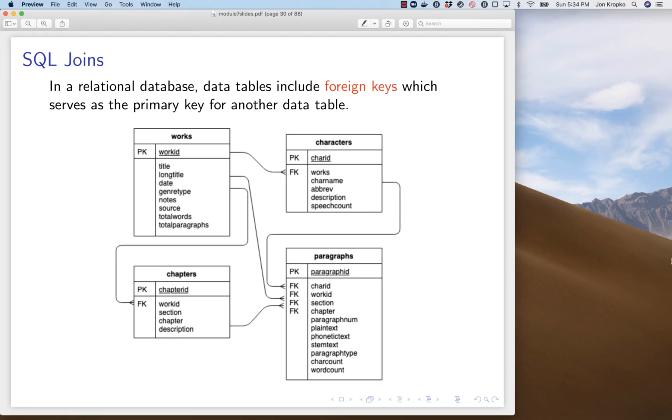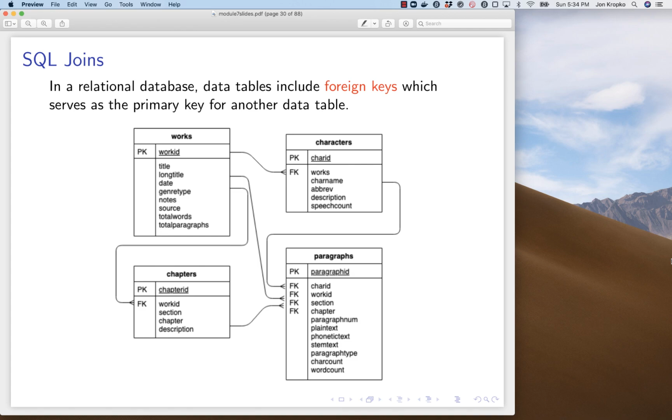So we have tables for the individual works by Shakespeare, a table for the characters that appear in any of the Shakespearean plays, a table for the chapters, that is the acts and scenes of the Shakespearean plays, and then a table for the paragraphs, that is the individual lines of dialogue from the Shakespearean plays. Now, when we have a database like this, each table has a primary key that uniquely identifies the rows in that table. But different tables also have foreign keys.